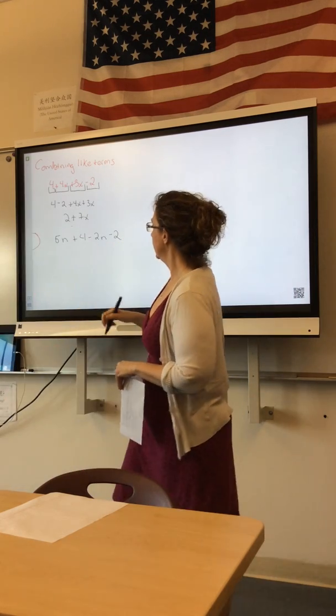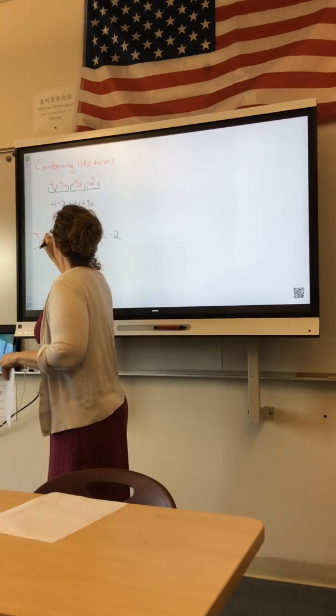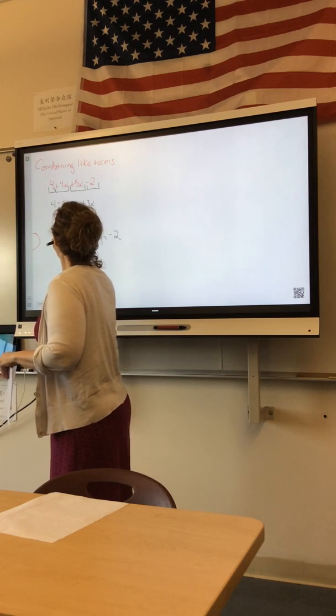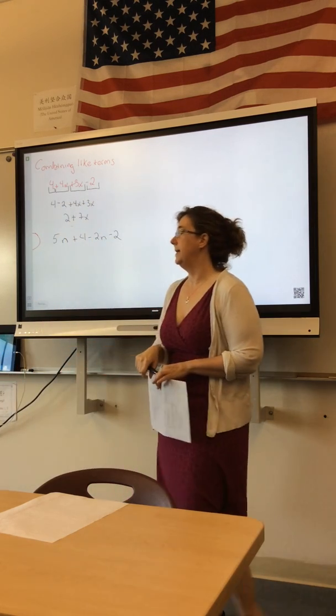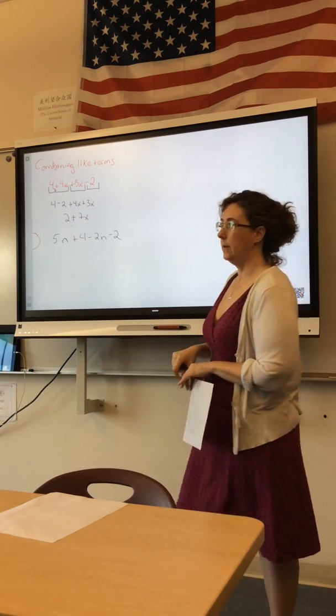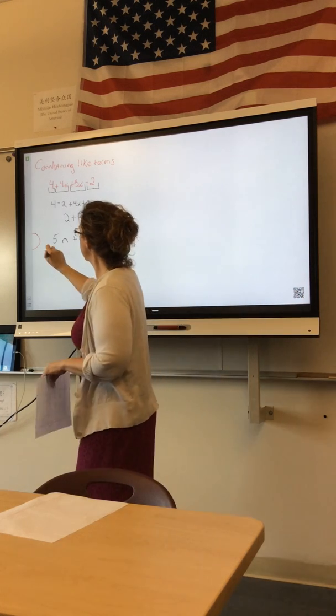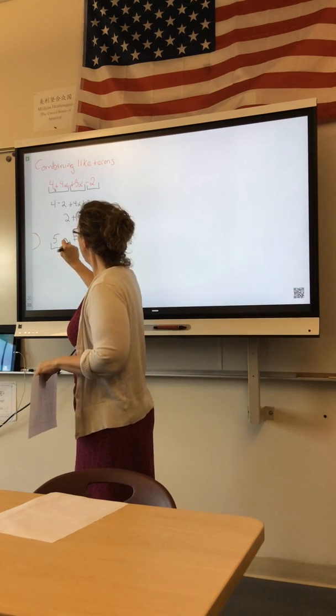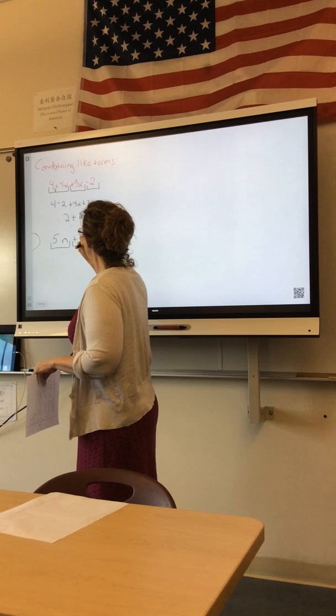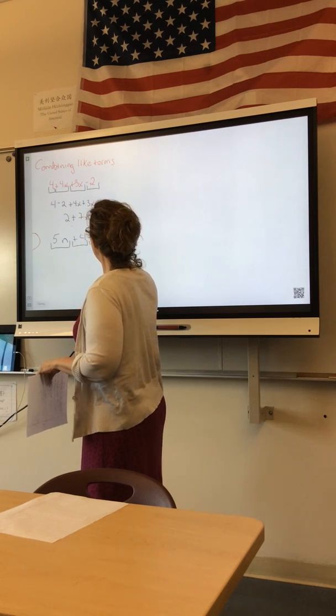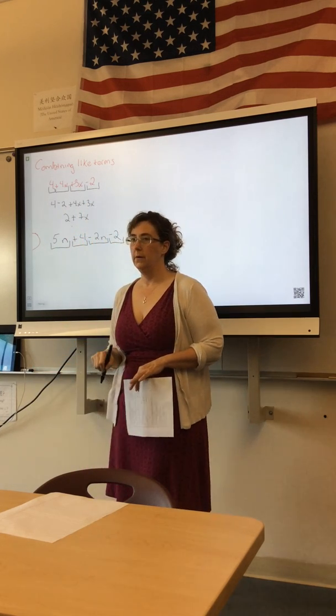Do the same thing with this. This is 5n plus 4 minus 2n minus 2. I want to identify my terms. So I have a positive 5n, a positive 4, a negative 2n, and a negative 2.